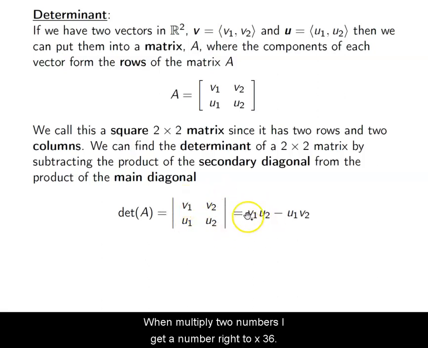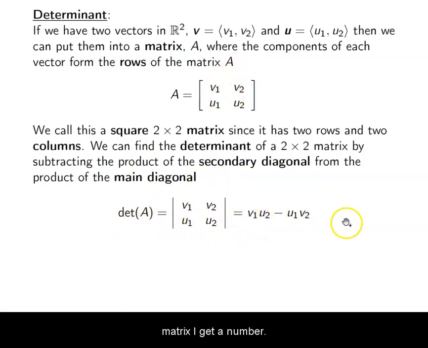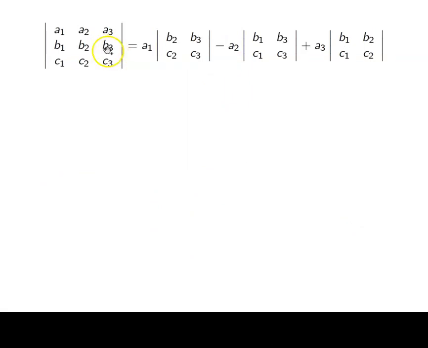When I multiply two numbers, I get a number, right? 2 times 3 is 6. 4 times 5 is 20. I'm getting a number, and I'm subtracting two numbers, so my determinant is a number. It is not a vector, okay? Whenever I find the determinant of a matrix, I get a number out. So this is A1 times a number minus A2 times a number plus A3 times a number. The determinant will give me a numerical value.